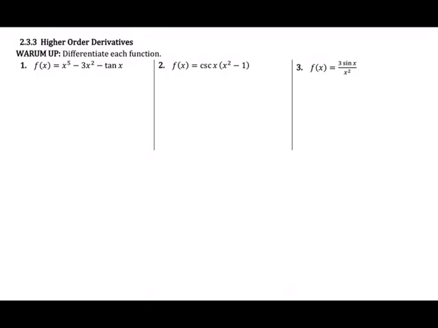Okay, hopefully you've had time to work on your own. If we take the derivative of f in number 1, the 5 is going to drop down, so we get 5x to the 4th. The 2 is going to drop down, so we get minus 6x. Minus the derivative of tangent is secant squared x.